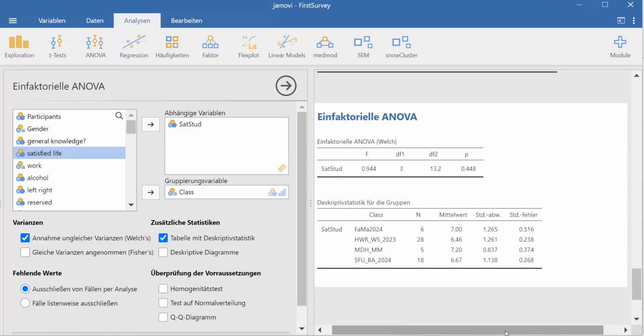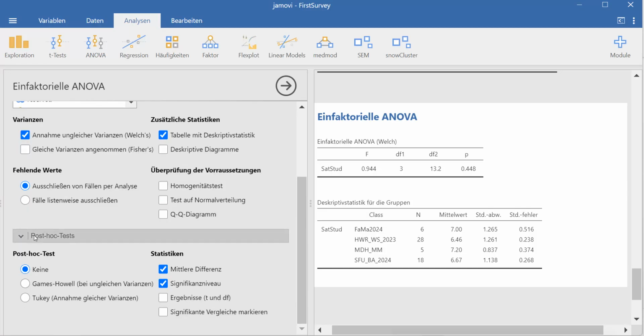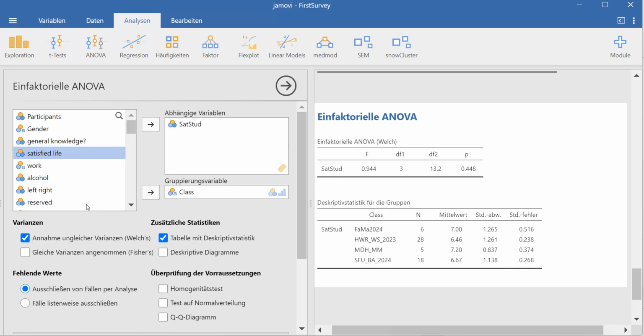Okay, so I would again propose that you pause the video for some minutes and evaluate other hypotheses. For example, the hypothesis that the life satisfaction is different per class. Life satisfaction is, again, interval scaled, and class has more than two groups, so therefore you would also apply an ANOVA. Or the alcohol consumption is different between different classes, or the left-right spectrum is different between different classes, and so on. So there are tons of variables that you can evaluate here to practice the ANOVA.